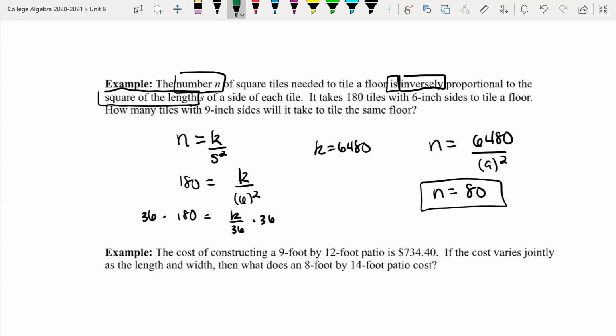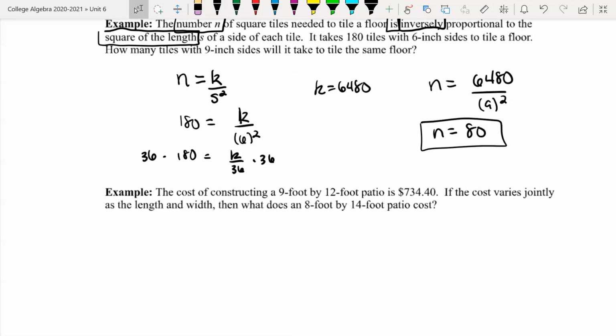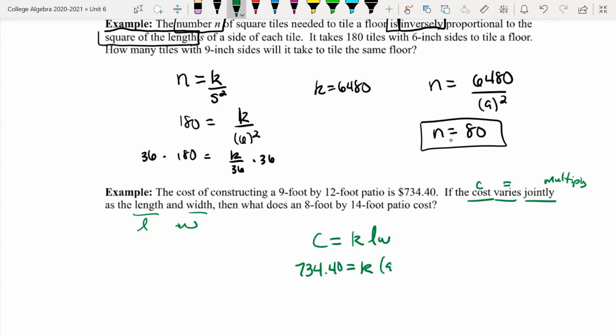All right? Next one, it says the cost of constructing a 9-foot by 12-foot patio is $734.40. If the cost, so C, varies, that's my equal sign, jointly means I'm going to multiply, as the length and the width, that just means I'm multiplying by L and W, then what does an 8-foot by 14-foot patio cost? So we're going to say C equals KLW. So my cost is $734.40. Remember, we always get to solve for K first. K, and it's 9 times 12. So 9 times 12 gives me 108. So $734.40 equals 108K. Divide by 108.